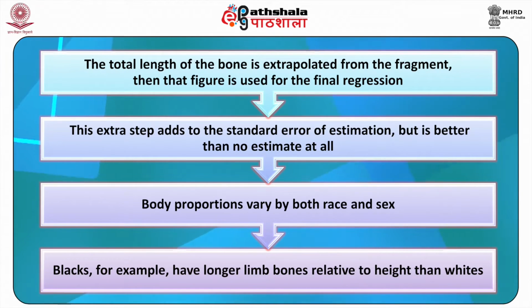This extra step adds to the standard error of estimation, but it is better than no estimate at all. Body proportions vary by both race and sex. Blacks, for example, have longer limb bones relative to height than whites. Thus, it is necessary to establish the sex and race in order to use the correct regression formulae for the estimation of stature. The most often used standards are by Trotter in 1970 for whites and blacks.